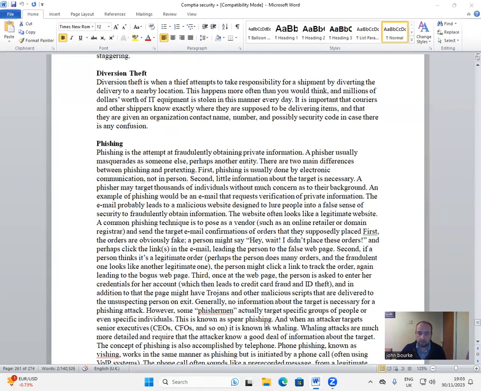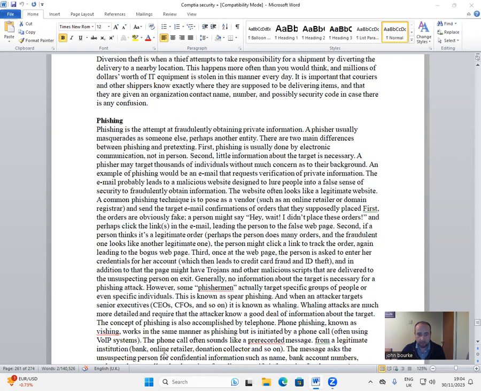This is known as spear phishing, and when an attacker targets senior executives, CEOs, CFOs, and so on, it is known as whaling. Whaling attacks are much more detailed and require that the attacker know a good deal of information about the target. The concept of phishing is accompanied by telephone phishing, known as vishing. It works in the same manner as phishing, but is initiated by a phone call, often using VoIP systems.